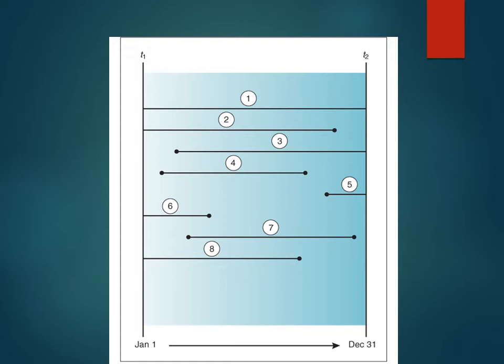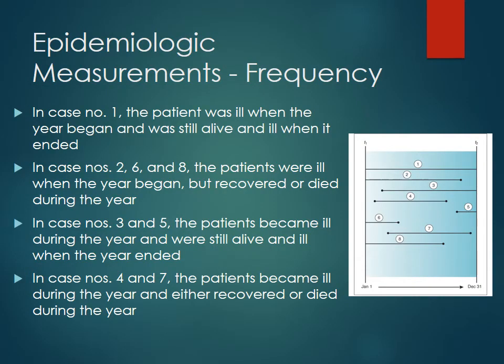All right, so I'll show you the next slide in just a second where we summarize these data points. Try to keep the small picture in mind. In case 1, the patient was ill when the year began, and still alive and ill when it ended. So we correctly surmised that.